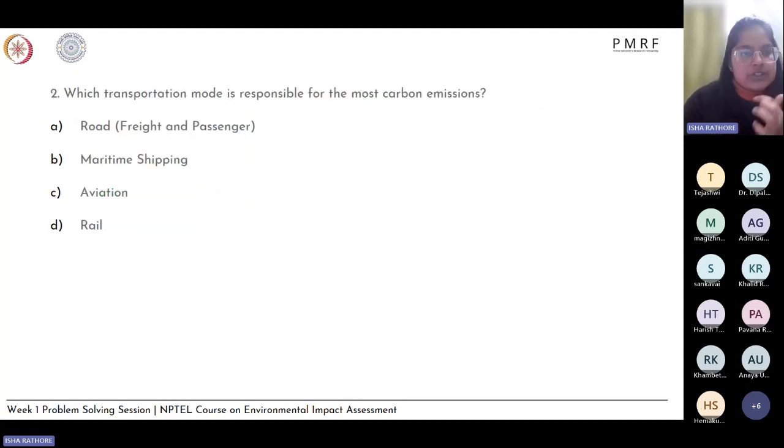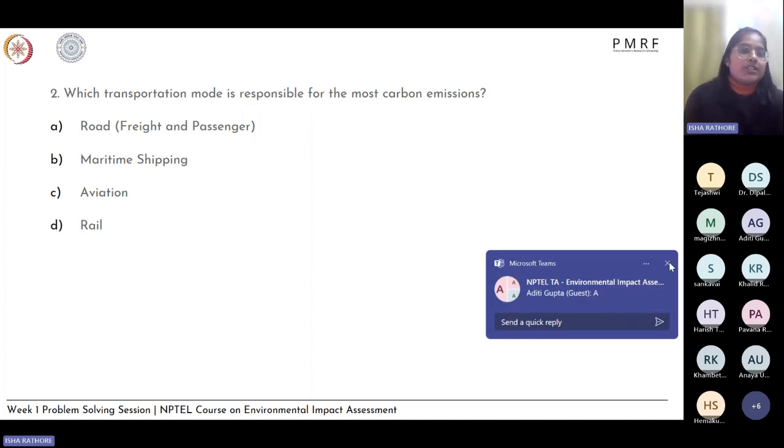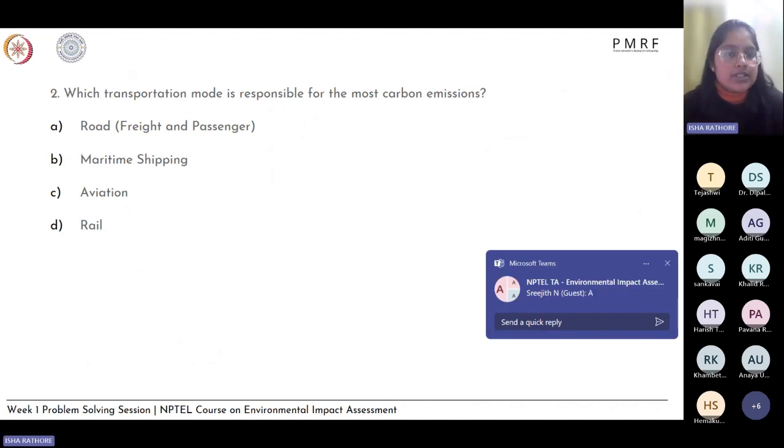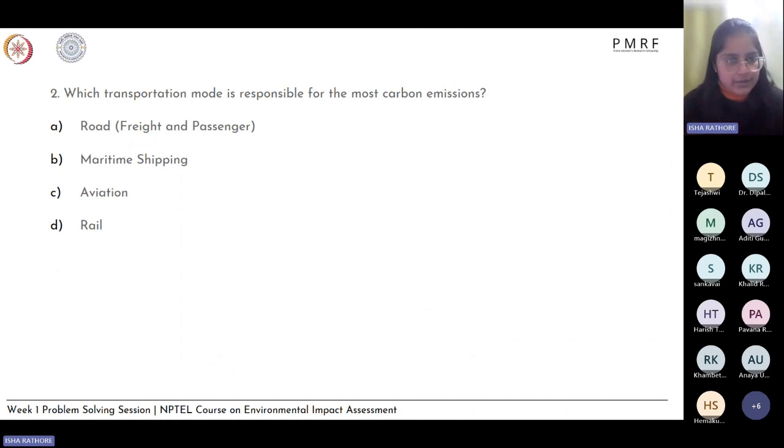Moving on to the next question. Which transportation mode is responsible for the most carbon emissions? We have A, road, freight and passenger, B, maritime shipping, C, aviation, or D, rail network. So which transportation mode causes most carbon emissions? Okay, we are seeing a lot of B, we see A and C as well. Okay, same options B, C, and A. Okay, so this is a single select answer only. We are asking which transportation mode is responsible for most carbon emissions.